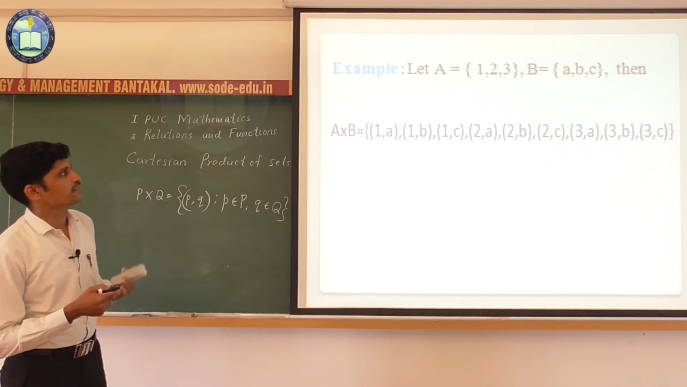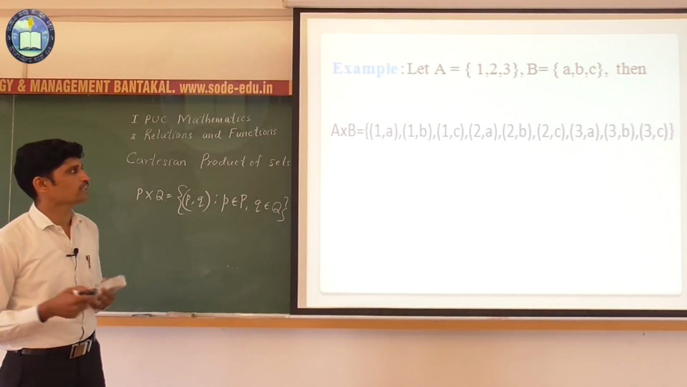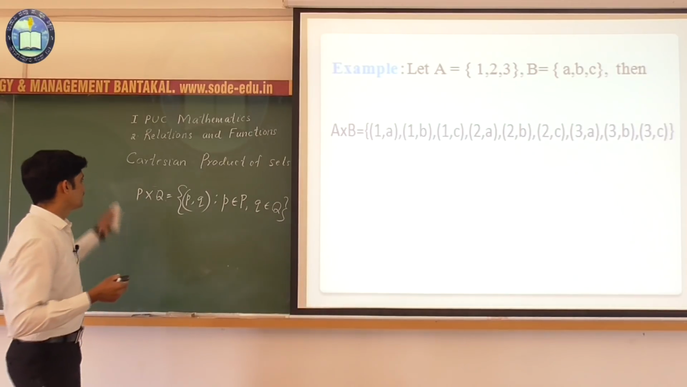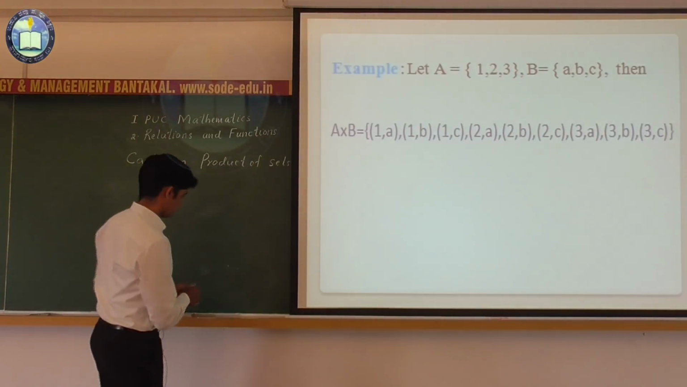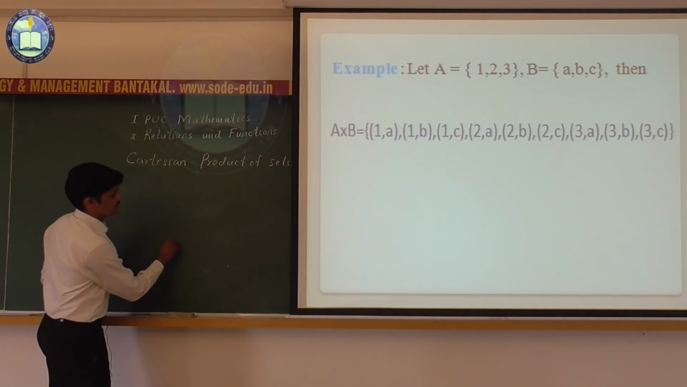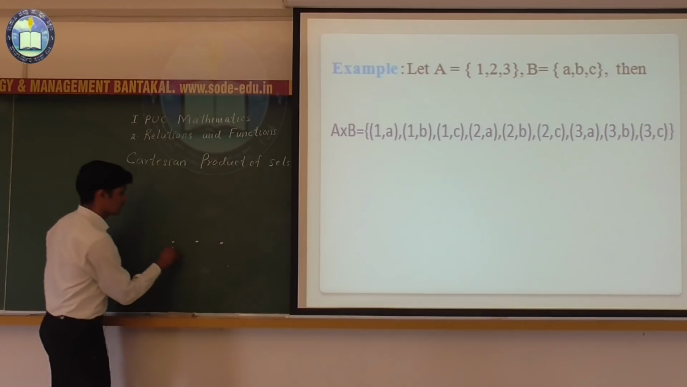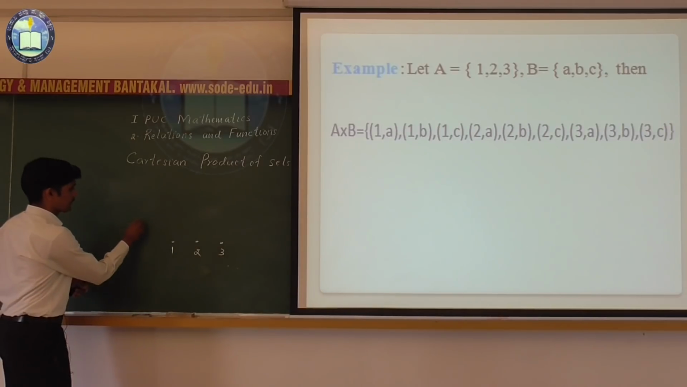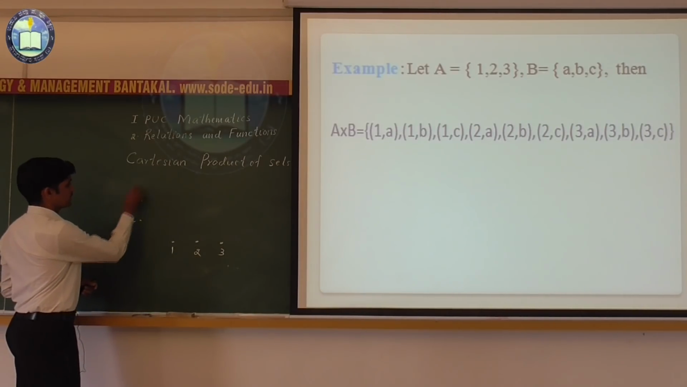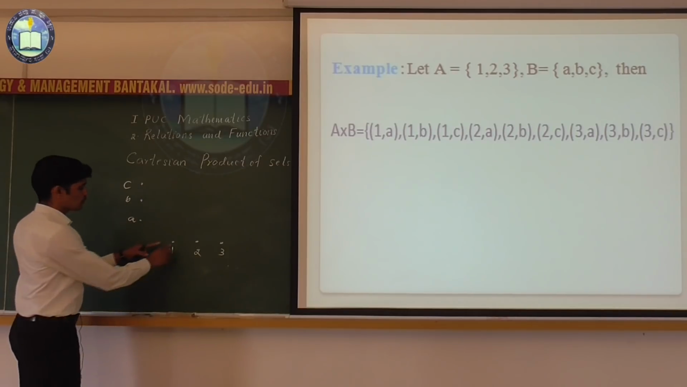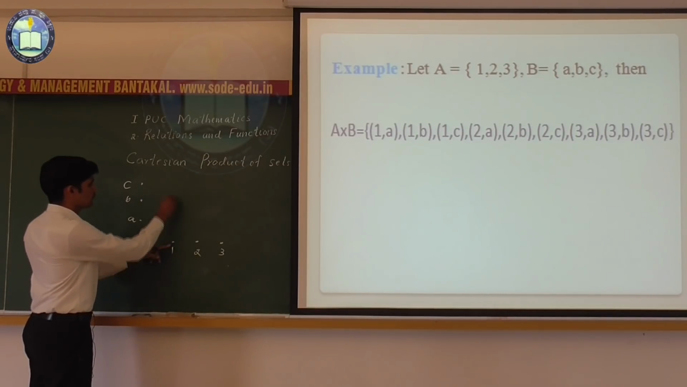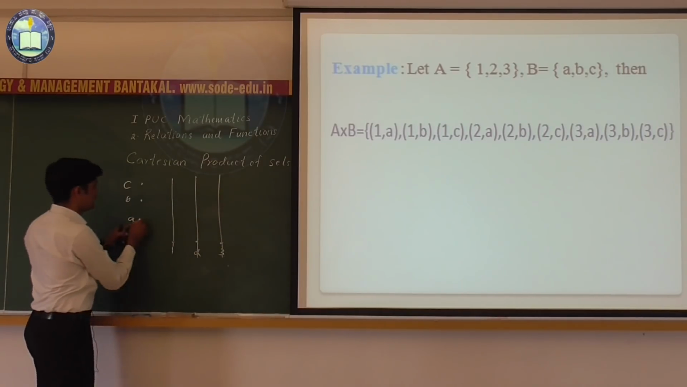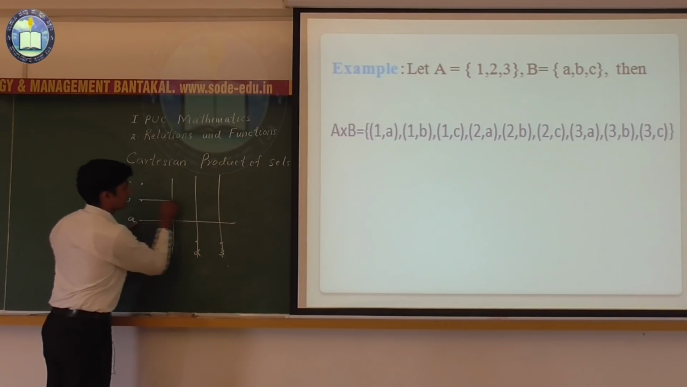Suppose we represent the elements of the first set on a horizontal line and elements of the second set on a vertical line. Suppose the elements of the first set are on the horizontal line, say 1, 2, 3. And elements of the second set are on the vertical line, say A, B and C. Then their cross product is the point of intersection of the vertical line through this 1, 2 and 3 and the horizontal line through this A, B and C.